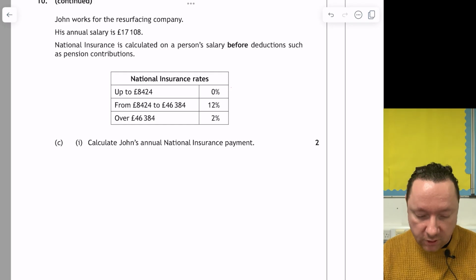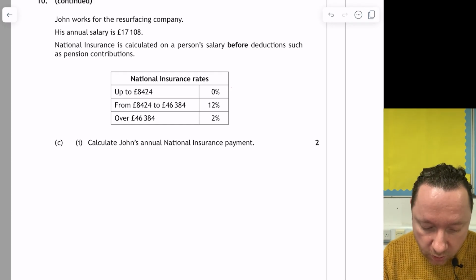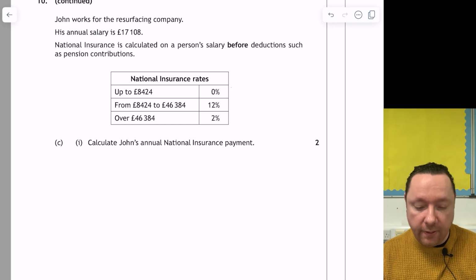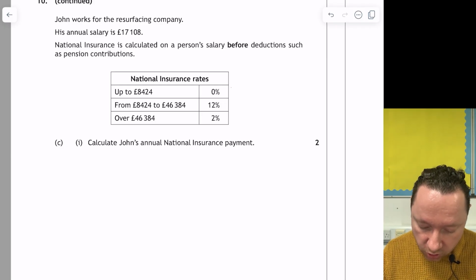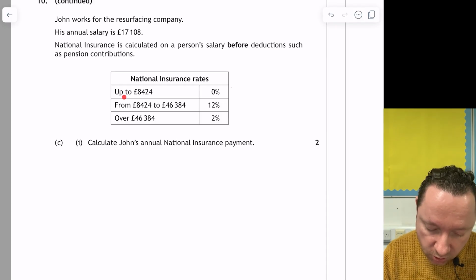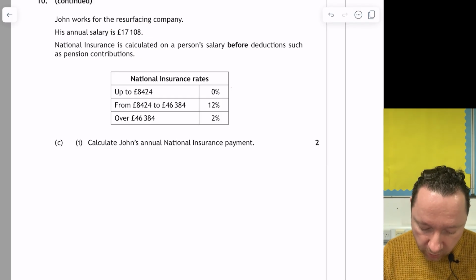John works for a resurfacing company. His annual salary is £17,108. National insurance is calculated on a person's salary before deductions, such as pension. Calculate John's national insurance payment. So I've got this national insurance here, here, and here. It's calculated before deductions, so I take it on his full salary. So I do it bit by bit.